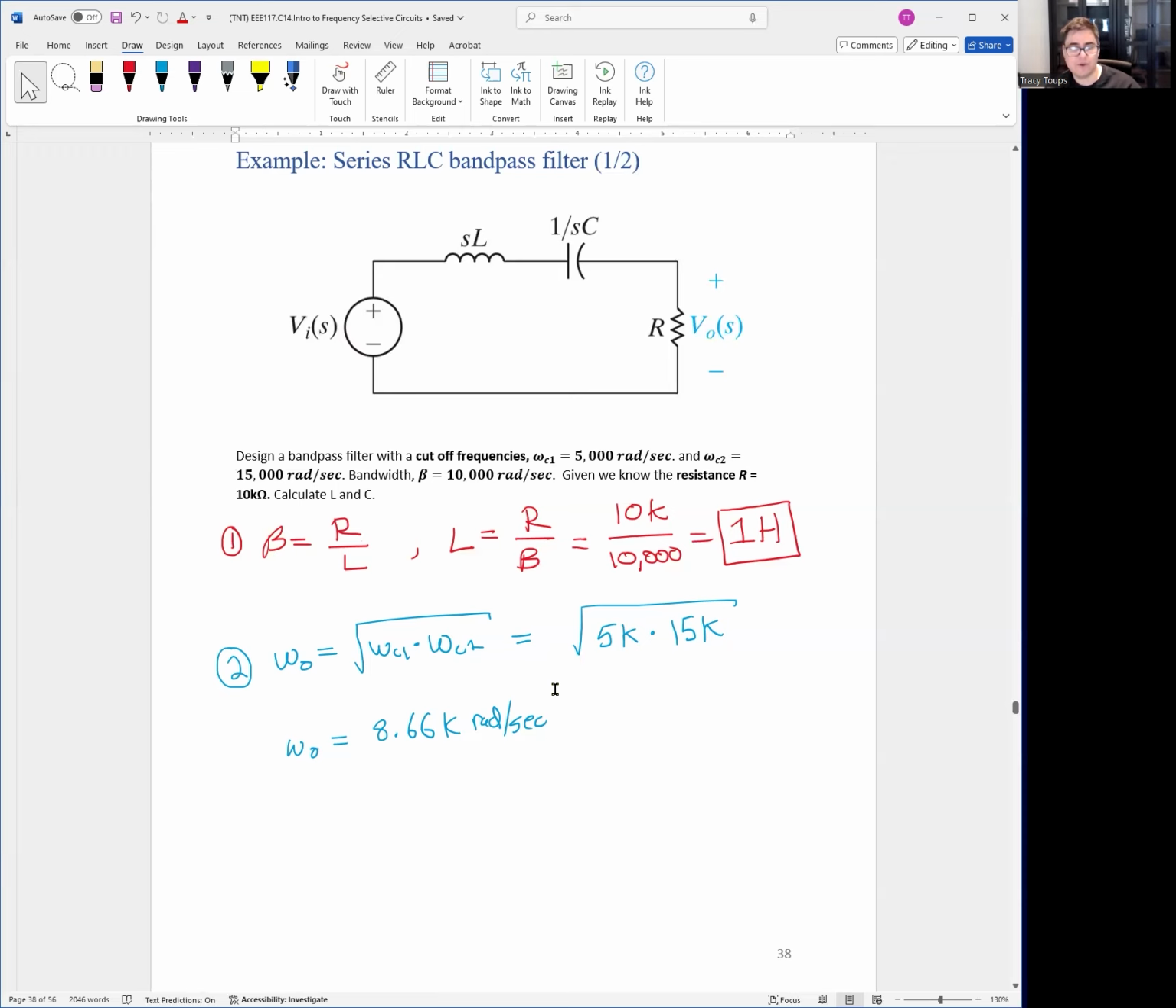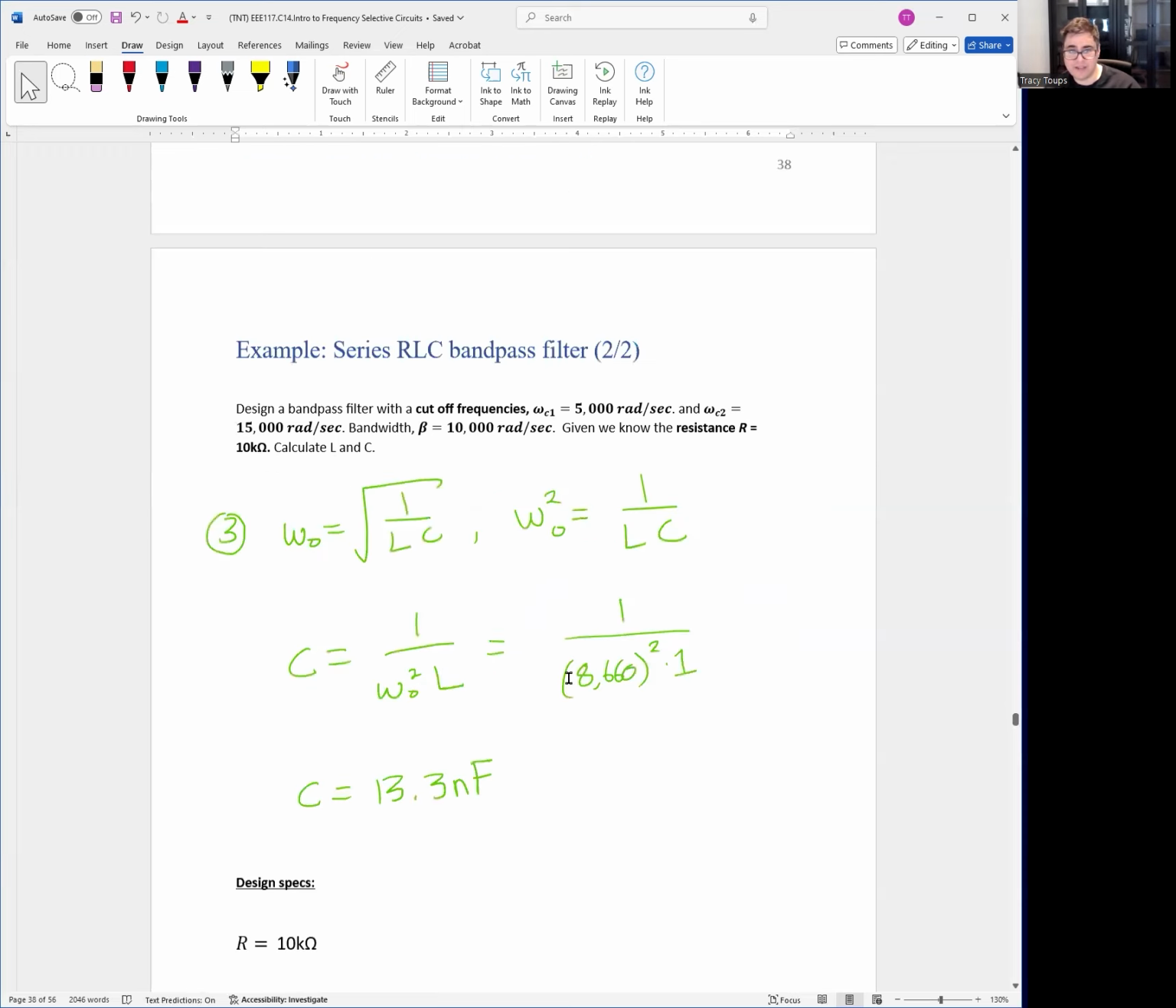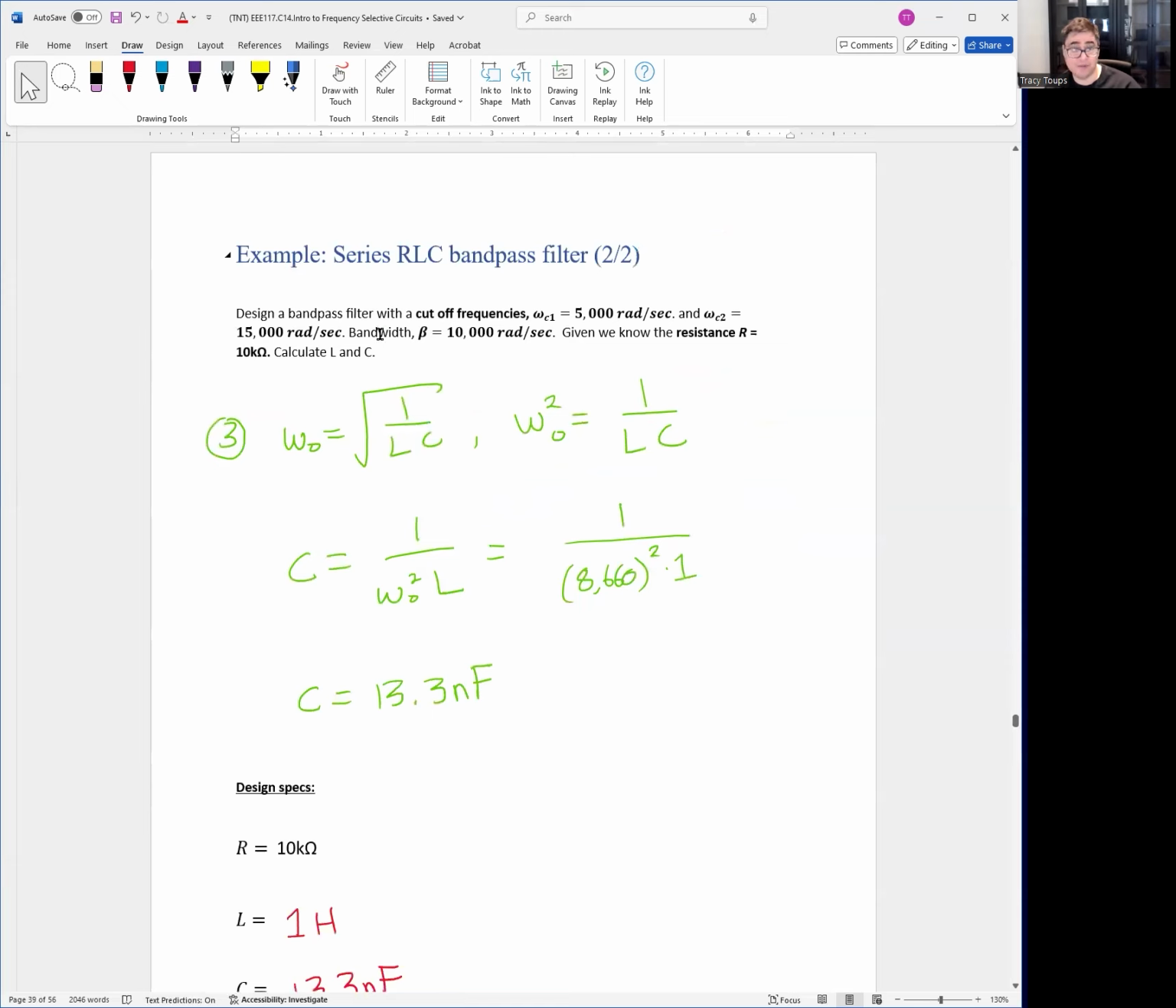Okay. We could then take that, and this is just the second page to keep doing the work. And with our center point frequency, we know we can hit that resonant point where ω0 equals the square root of 1 over LC. Well, we could take the square root off by squaring both sides. So we have ω0 squared equals 1 over LC. Swap the C around with the ω0 squared. So you get C equals 1 over ω0 squared times L. Just plug in some numbers, and you get C equals 13.3 nanofarads.